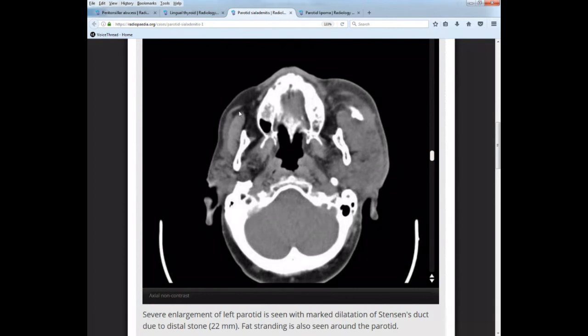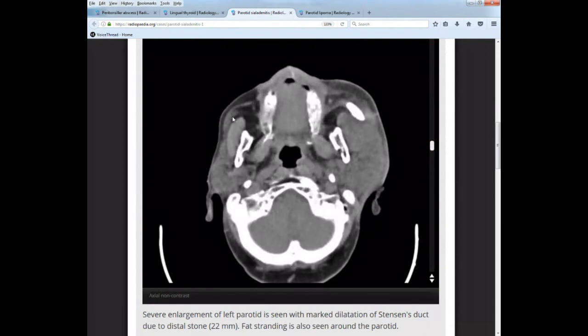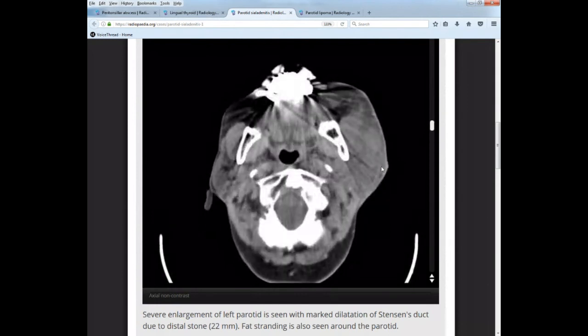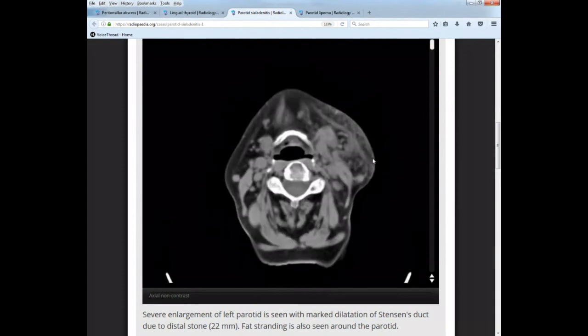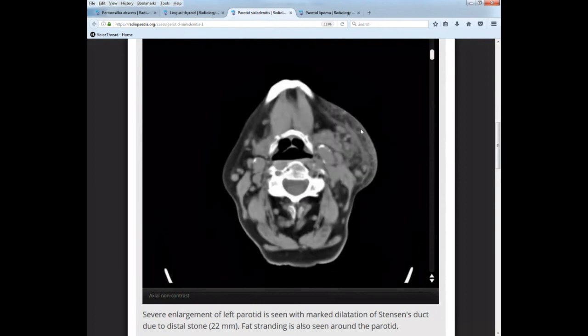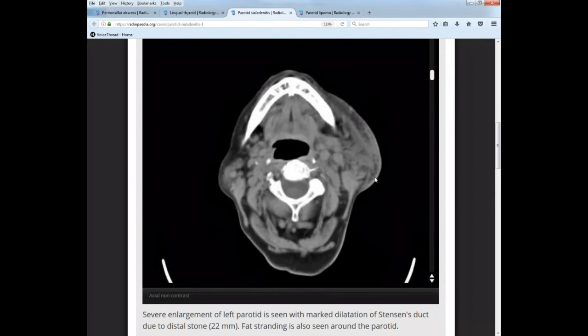So the duct on this side, which this is the Stenson's duct right here, emptying into just across from the second molar. Right here, see how it's thickened on this side? So there's a stone down in here that's preventing the saliva from the parotid gland to empty into the mouth on the left side. So we have some backing up and some swelling in the left parotid. So this is all parotid on this side. See how yucky it looks. And this is the fat stranding. This is called fat stranding out in here from that infectious process that's going on.